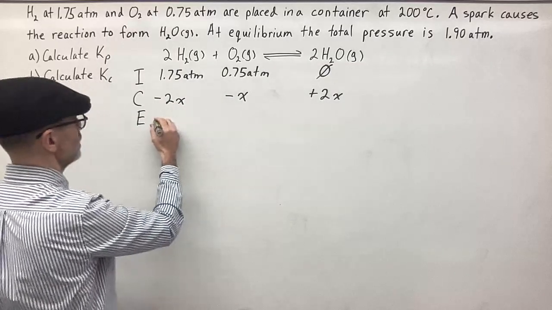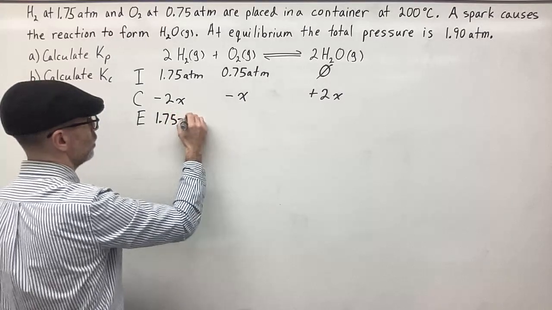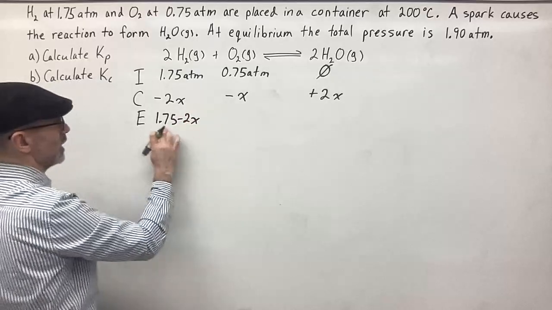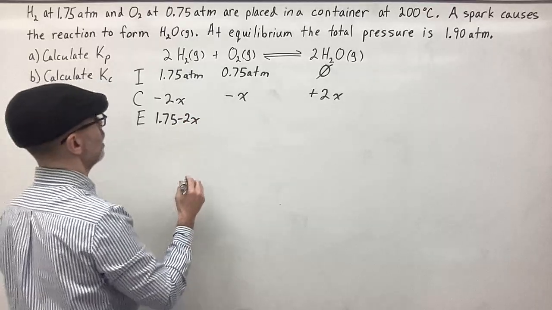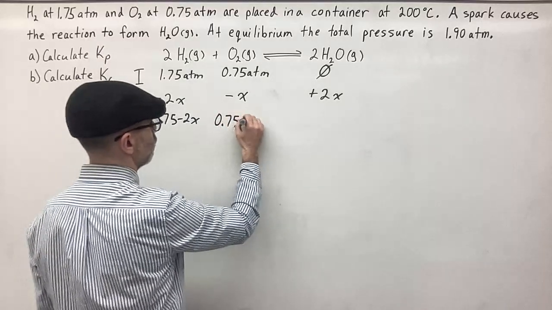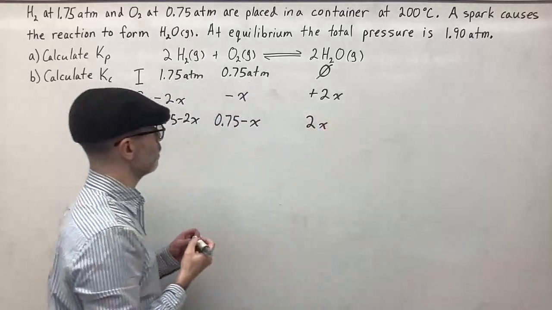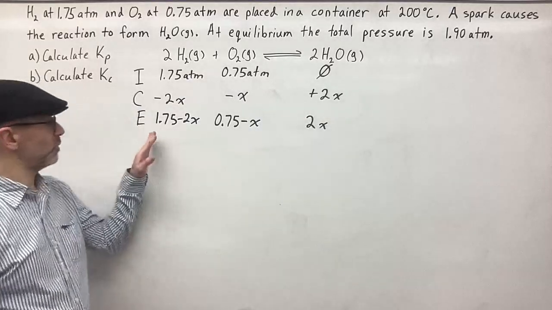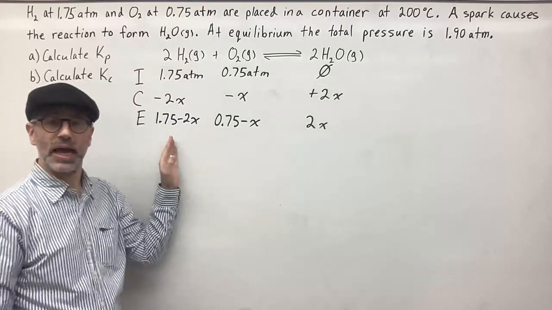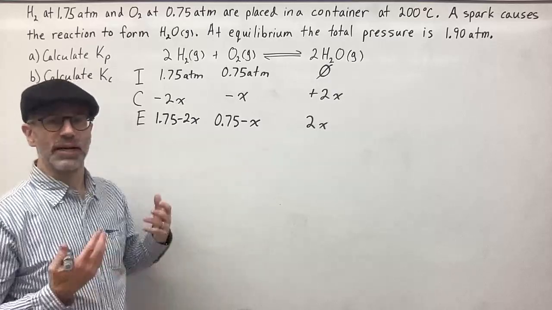And then we just add these together. So we have 1.75 minus 2x. That's going to be the equilibrium amount of H2. And then for oxygen, we have 0.75 minus x. And then for water vapor, it's just 2x. And so now at equilibrium, these are the expressions for the amounts of each of these species, H2, O2, and H2O. So now we have to solve for x.